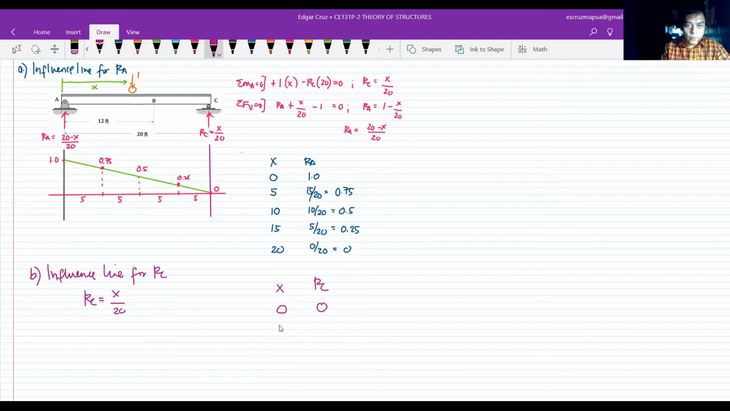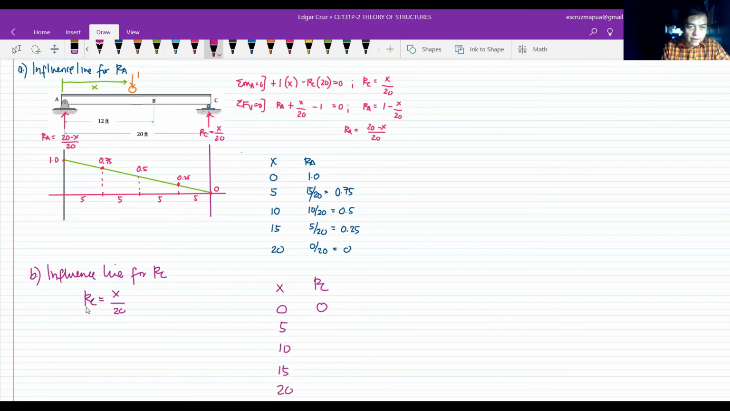When x equals 5, so gawin natin increments of 5 uli, no? Kasi 20 feet yun, so increments of 5. So kayo na bahala mag-designate ng increments of x. Pwedeng by 2, by 5, para ma-trace nyo lang yung influence line. So for this case, since 20 feet yung span, so 5, 10, 15, 20 na lang. So okay na rin yun.